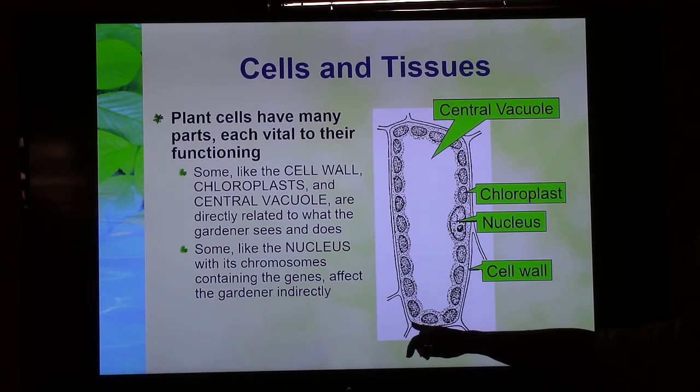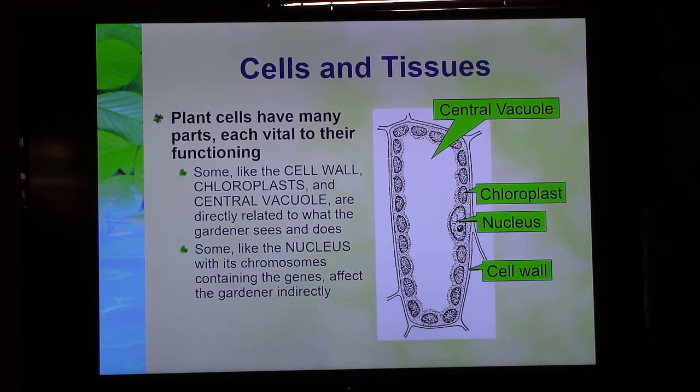So outside the actual living part of the cell is this barrier, and sometimes it's pretty thick. It's made out of a particular chemical, cellulose, that does not dissolve in water. Now think about that. Could you build a cell wall for a plant out of something that dissolved in water? Well, no, the plant would be a puddle. Okay, so this is a not water soluble chemical, and the thicker it is, the more rigid that cell becomes.